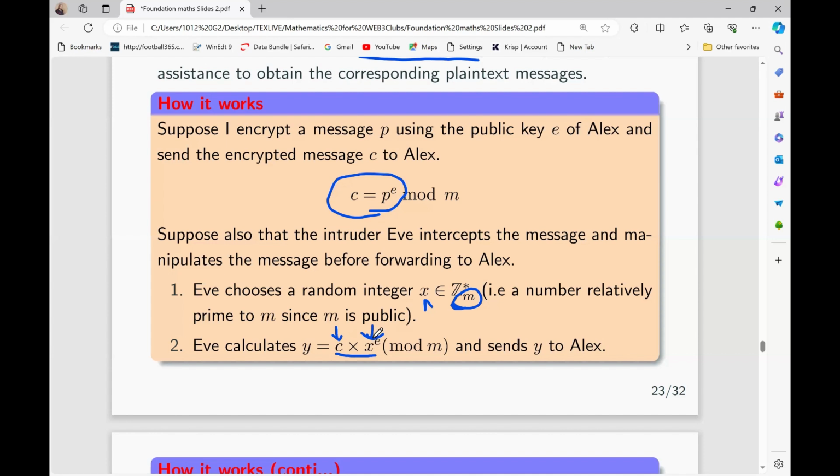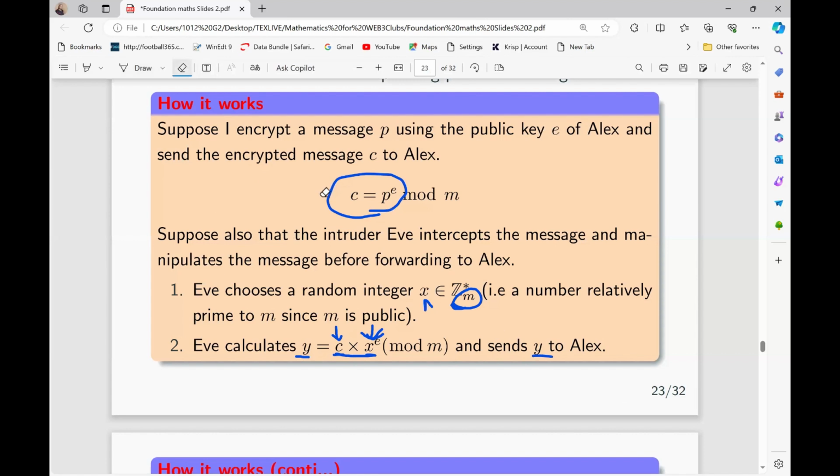So she now encrypts hers. After encrypting hers, she multiplies by X. Then she sends this, the product, which I call Y, to Alex. Now Alex gets this Y and thinks it's me who has sent it.